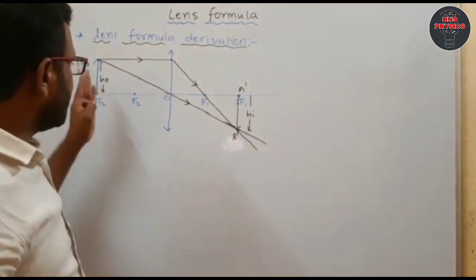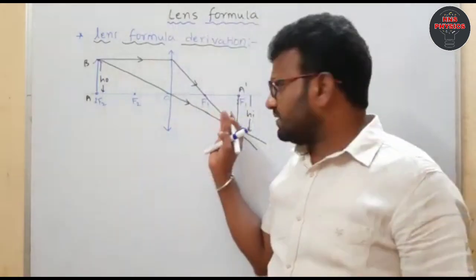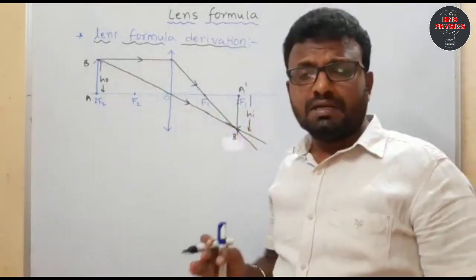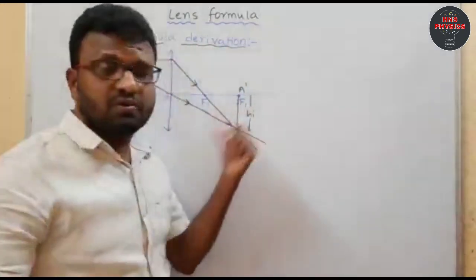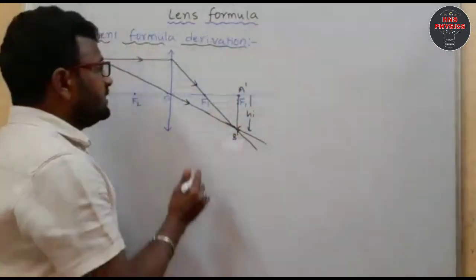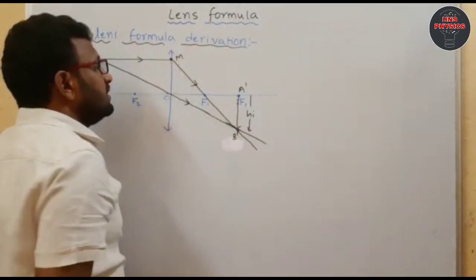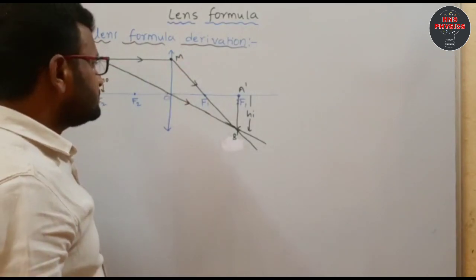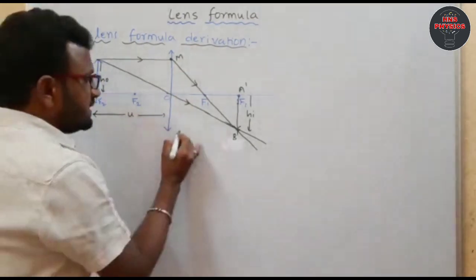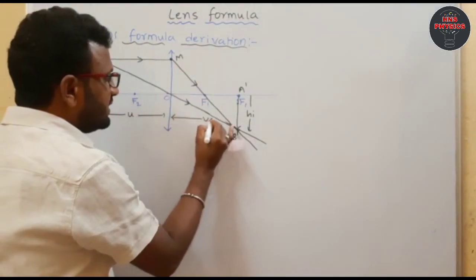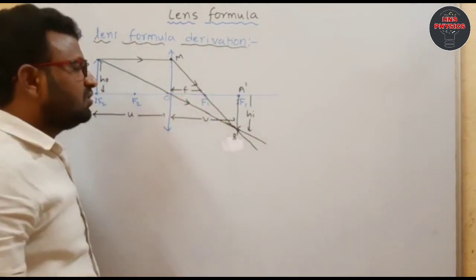When the object is placed at 2F2, the image is formed on the right side of the lens at 2F1, and the image will be the same size. That means the height of the object is equal to the height of the image. Where the ray is incident on the convex lens, I am taking that point as M. This is the object distance, this is the image distance, and this is the focal length.